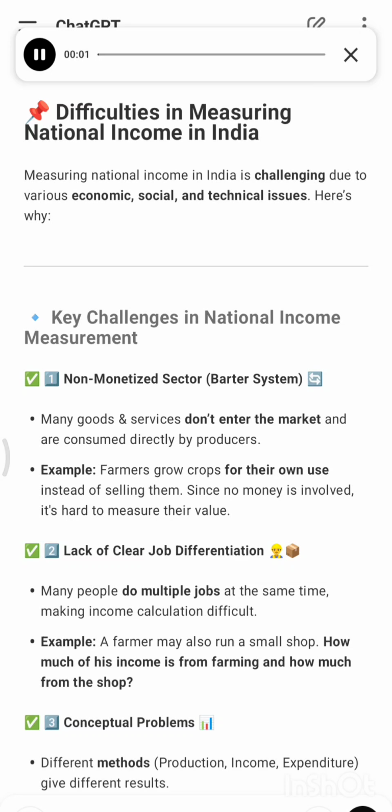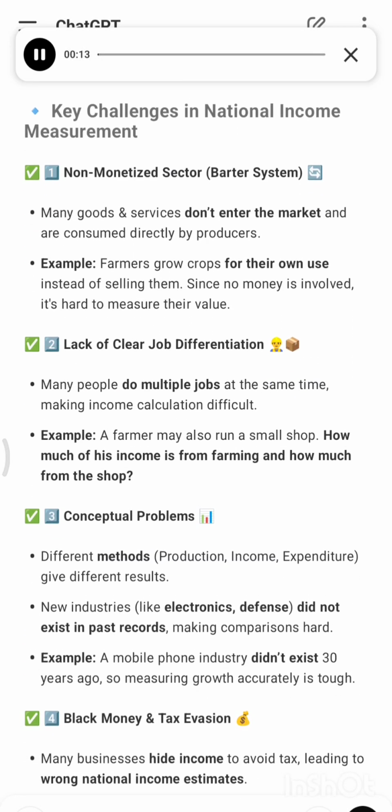Difficulties in measuring national income in India. Measuring national income in India is challenging due to various economic, social, and technical issues. Here's why. Key challenges in national income measurement.